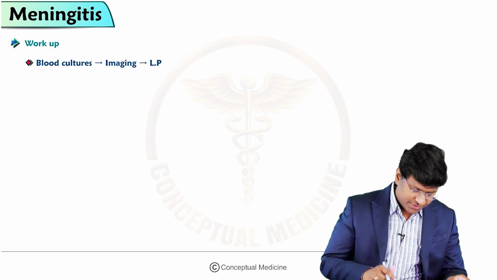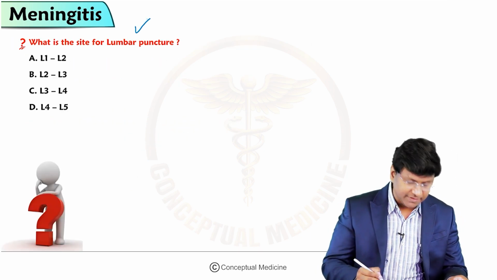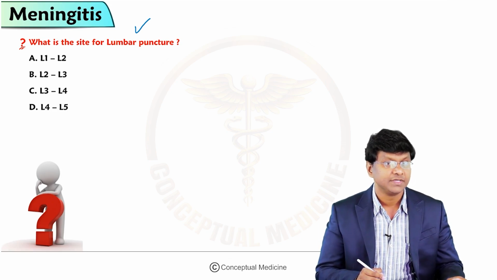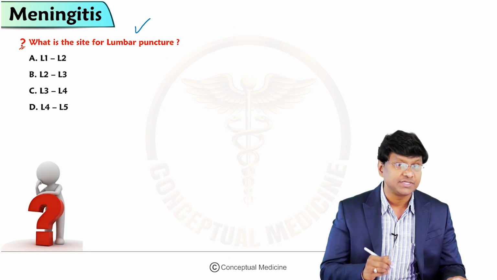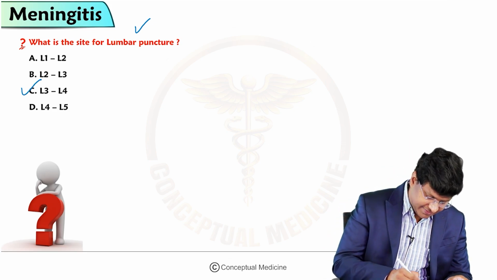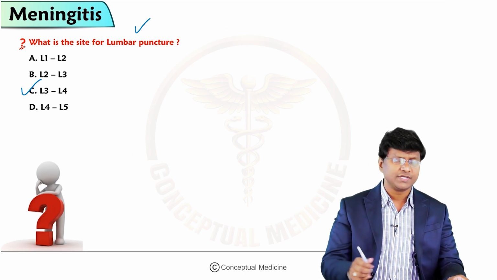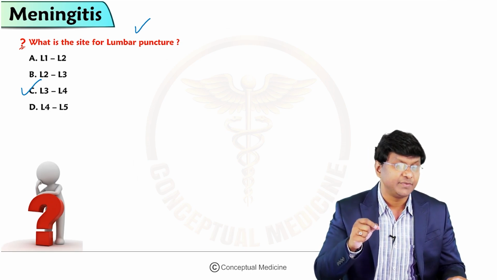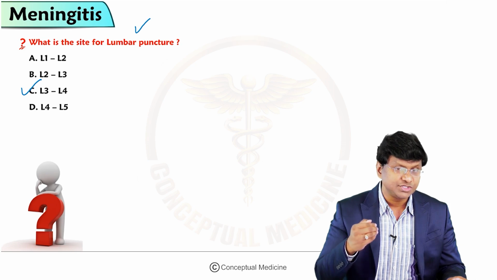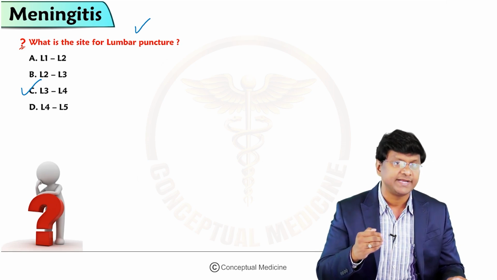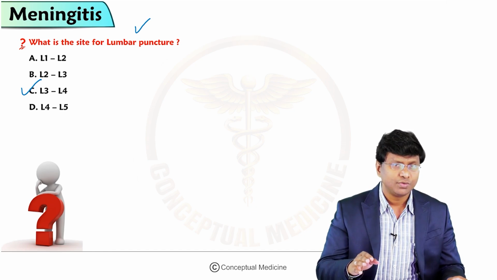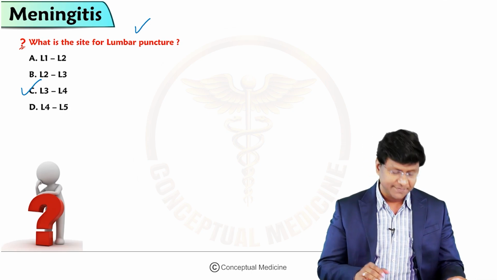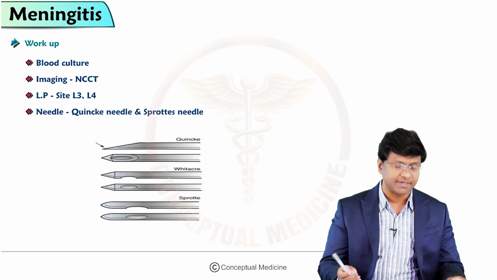Now you see this another question. What is the site of lumbar puncture that you will do? Between L1, L2, L2, L3, L3, L4, L4, L5? Let me tell you, the site at which the lumbar puncture has to be done is in between L3 and L4. Because the spinal cord terminates between L1 and L2, whereas in children it terminates between L2 and L3. So it is better to do the lumbar puncture between L3 and L4. That is the site where you need to do the lumbar puncture.